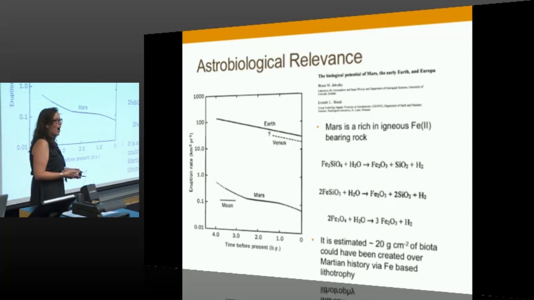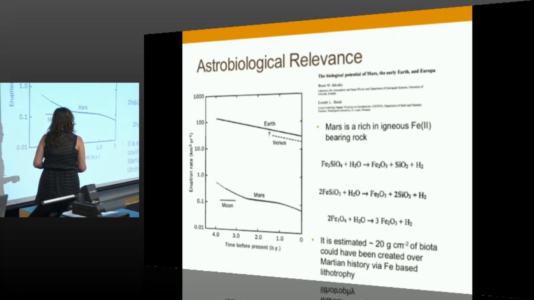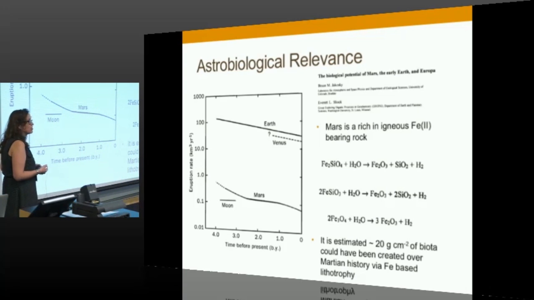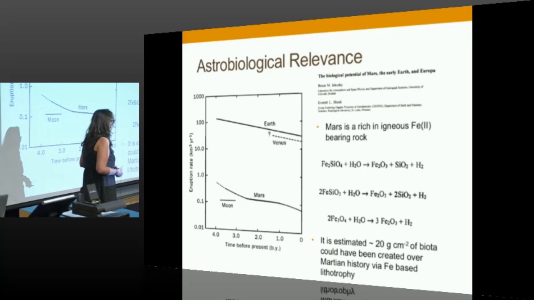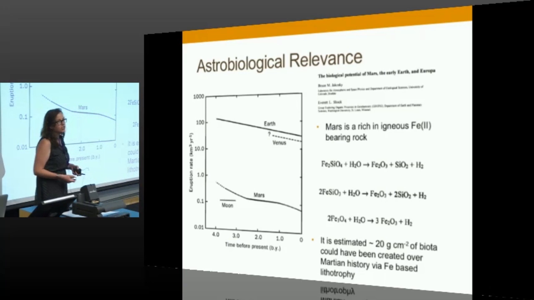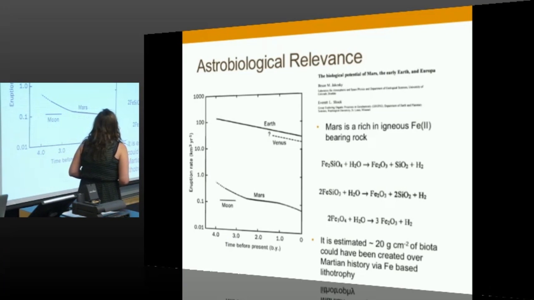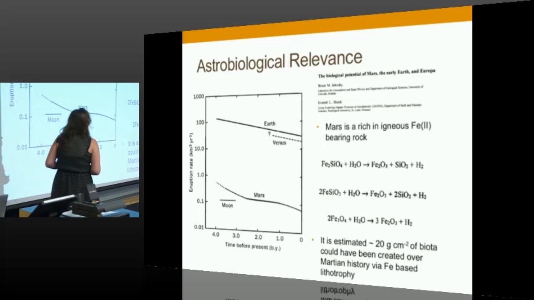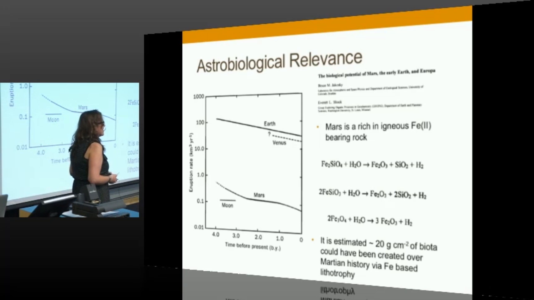So I've heard this rumor that there's iron on Mars. This really cool paper, just theoretically crunching the numbers, found that iron-based lithotrophy alone could have given us approximately 20 grams per centimeter of biota over the course of Martian history, just based on the alteration of the iron-bearing mineral phases. So cool, right? So there's your relevance.